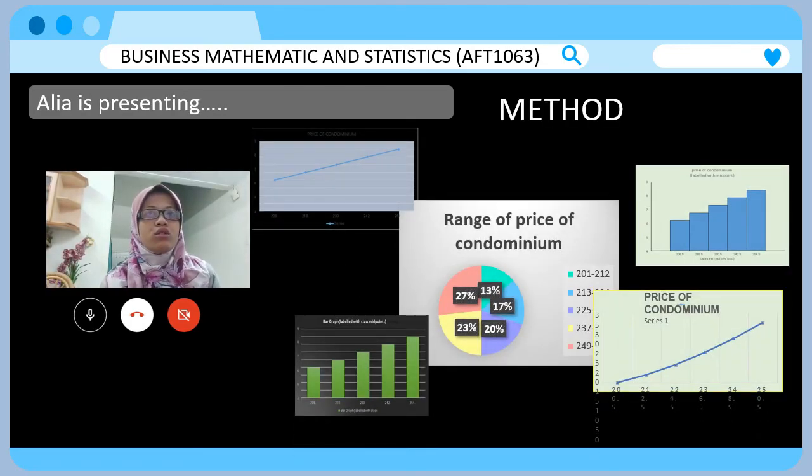Now we go to the graphical method. There are 5 methods in doing the graphical method. There are frequency distribution, bar graph, histogram, pie chart, and also ogive.